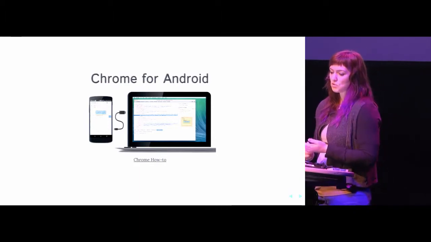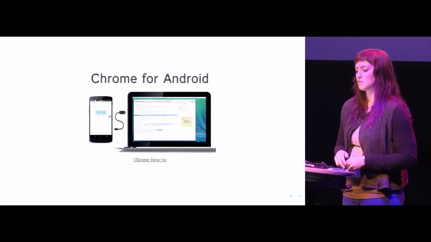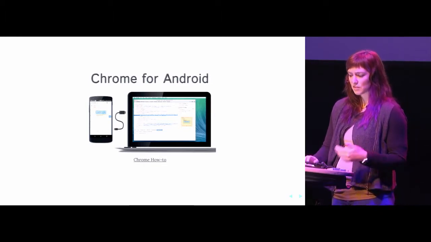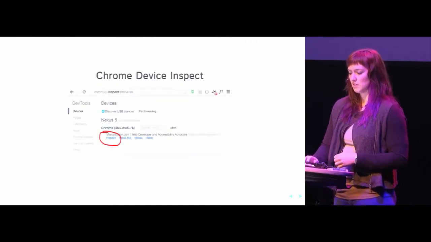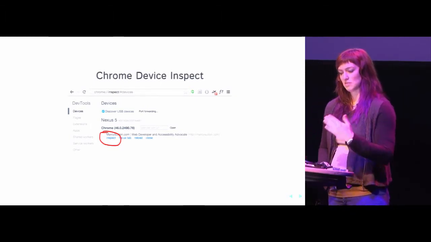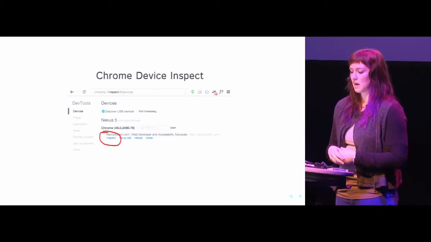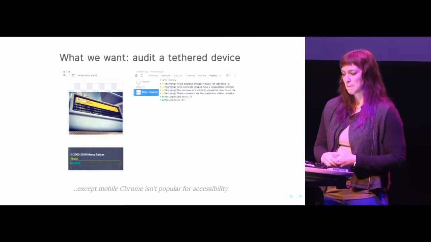So Android on Chrome, it's not as popular of a browser for accessibility. However, the tooling for Chrome's developer tools is really great. So you can tether an Android device and open up Chrome and then debug it in the developer tools. So to do this, you go to chrome://inspect, and it will give you a list of your devices that are plugged in. I have a Nexus Android device, and I can go and inspect it.